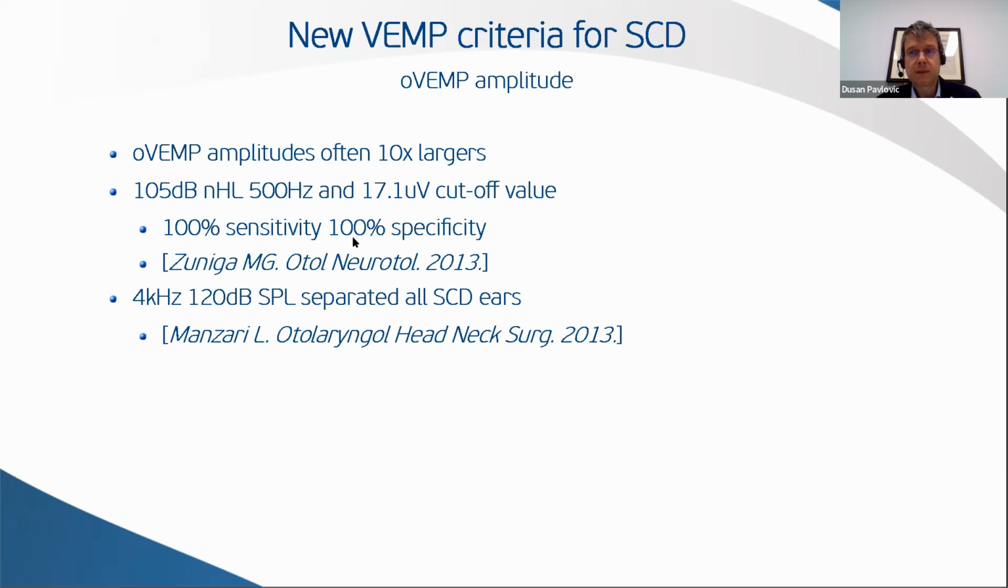Also, normal ears are not sensitive to high frequency to get the VEMPs. With, for example, 4 kilohertz in the normal ear, you can't get a VEMP response. But in the dehiscent ear, when we stimulate with a high frequency, we can get a response also.